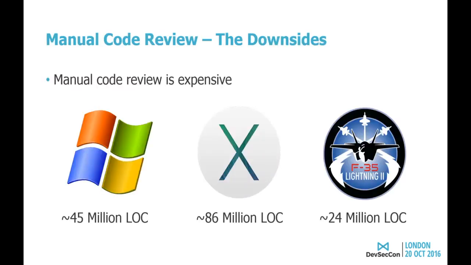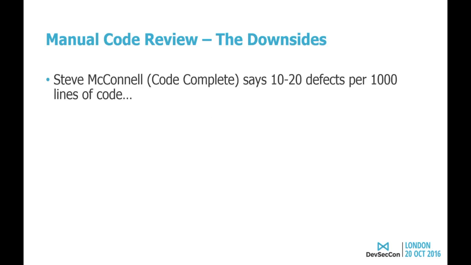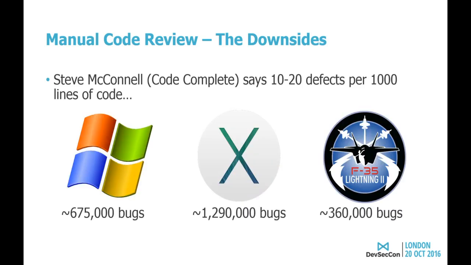When you're looking at large code bases, that starts getting very complicated and very expensive. I pulled some numbers on the sizes of some of the more famous code bases these days. 86 million lines of code for Mac OS X was one of the bigger, but even the new Joint Strike Fighter's got about 24, 25 million lines. There's an awful lot there to try and analyze in a manual fashion. And Steve McConnell, who wrote Code Complete, reckons somewhere in the region of 10 to 20 defects of some sort, not security bugs specifically, but bugs of some class or another, per 1,000 lines of code, which works out to some pretty staggering numbers.